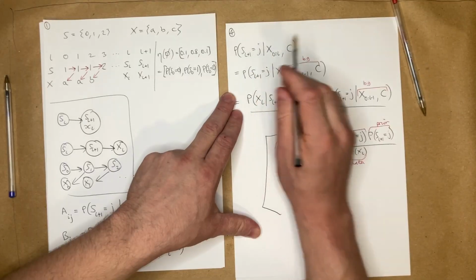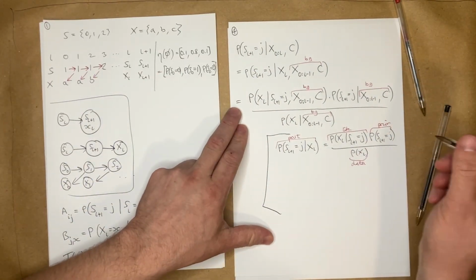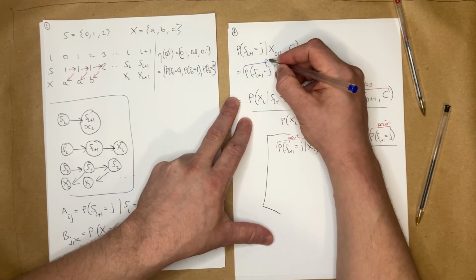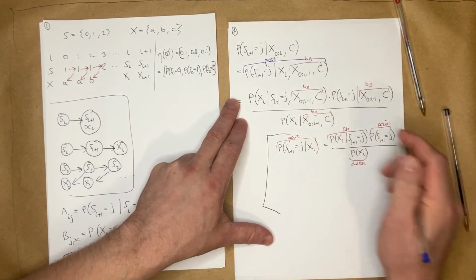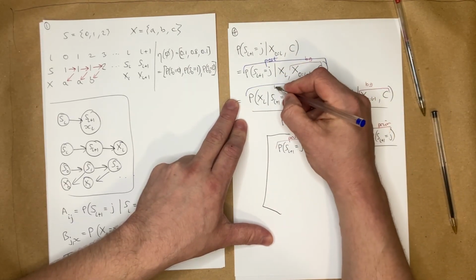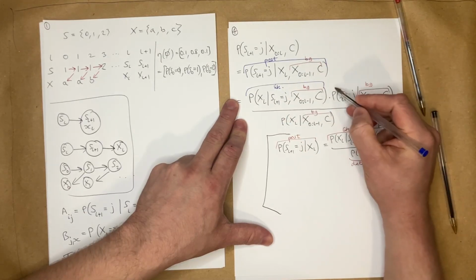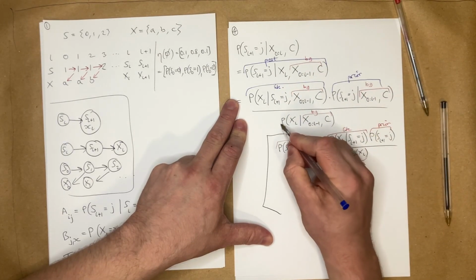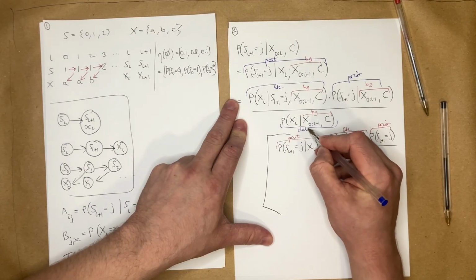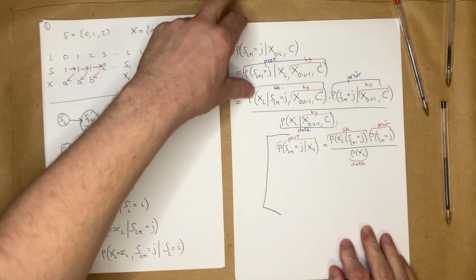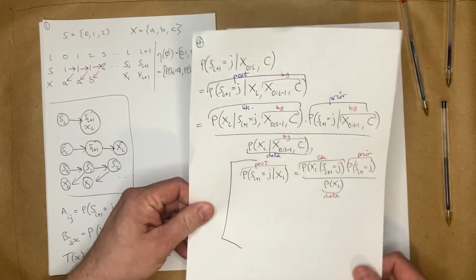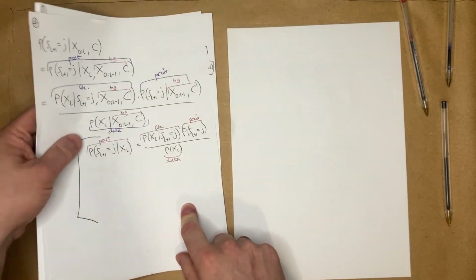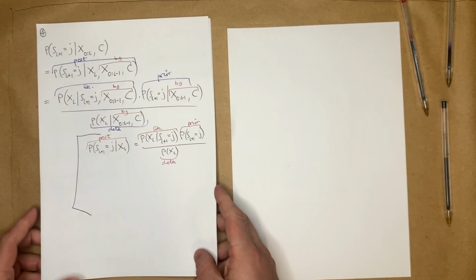So here of course I'll use a different colour. So here we have our posterior, this is our likelihood, this is our prior, and this is our data.